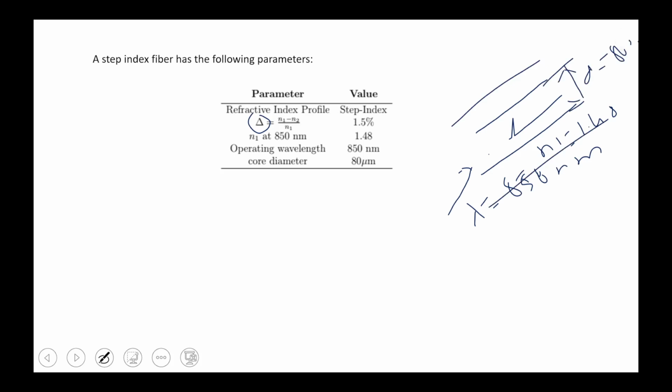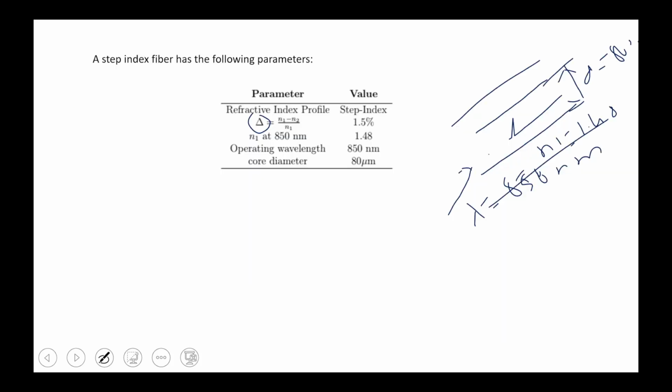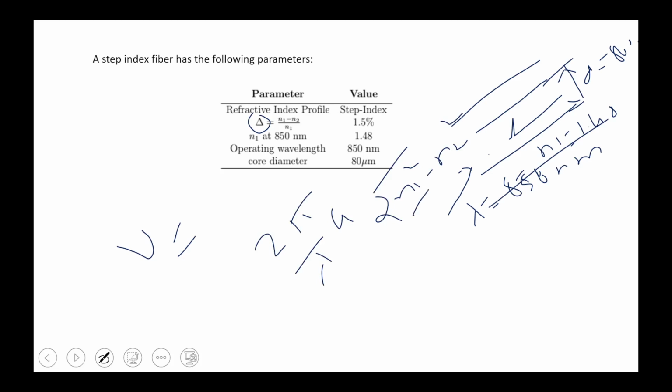So you have the questions, I have already solved them for you. What is the approximate number of guided modes? So you have to calculate V. How many modes will go through the fiber, as opposed to a single mode fiber. I think everyone has the formula: V equals 2 pi upon lambda times A times the square root of n1 squared minus n2 squared. So n1 is already provided. A you have to calculate from the core diameter. A is the radius of the fiber.